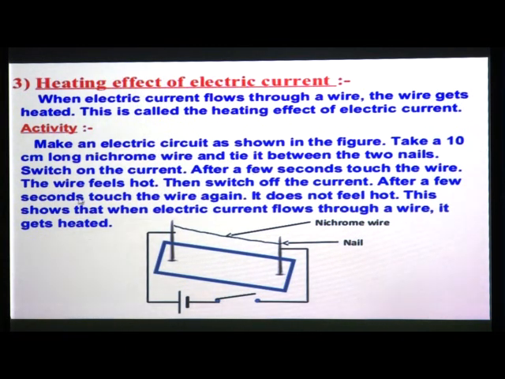So, take a 10 centimeter long nichrome wire. Here you can see the nichrome wire which is 10 centimeter in length, and tie it between the two nails. On this surface, the blue surface bordered by a blue line, you can see these are two nails, and the wire is tied with these two nails, which is given here.